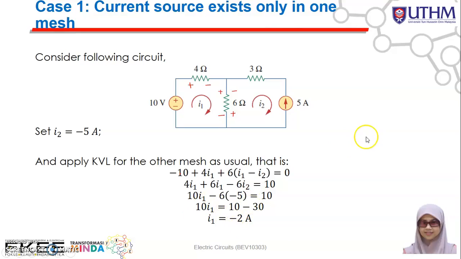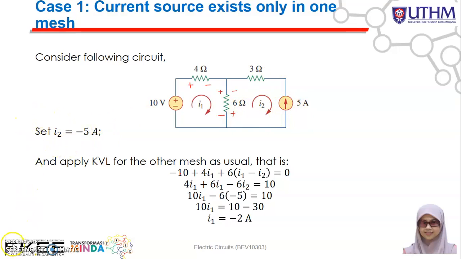So that's it. By applying this, when you have a current source, you don't need to apply the KVL for both meshes. You only need to apply KVL for the first mesh. For the second mesh, you don't need to apply the KVL because you have the current source already. Based on the second mesh, you just need to come up with this equation.